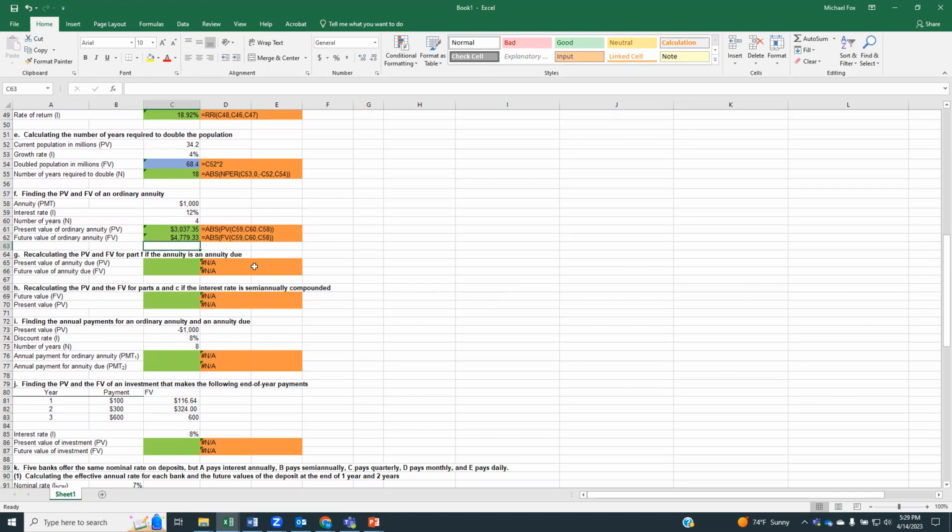Okay, G, recalculating the present and future values for part F if the annuity is an annuity due. So this is a little bit weird, but all it means is typically when we use these future value and present value functions, it assumes that we're getting the money at the end of the year. That's pretty normal. So the interest's been working on it for that year. But when we have an annuity due, that means we're paying to someone else. Typically, we're expected to pay at the beginning of the year.